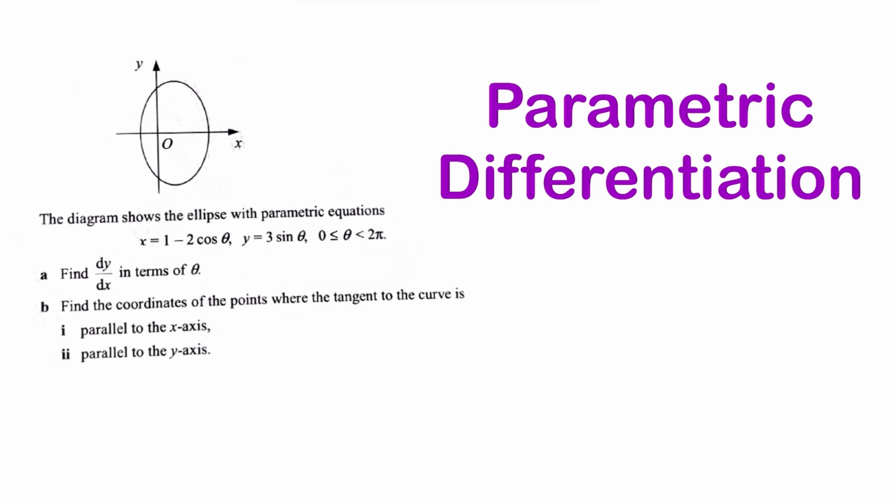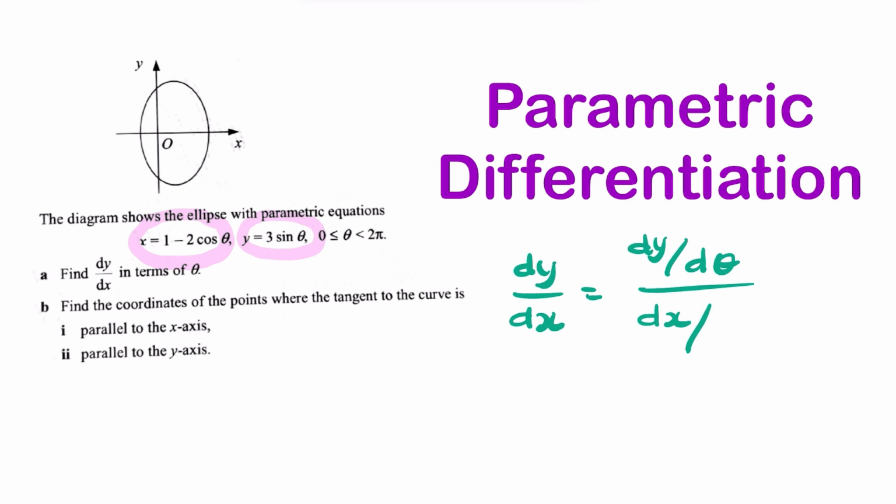When you encounter a question like this, where you have x in terms of some other parameter that's not y, in this case theta, and y in terms of that same parameter, in order to find dy by dx, to differentiate, you need something called parametric differentiation, which is a variation on the chain rule, where we find dy by dx by dividing dy by d theta by dx by d theta.